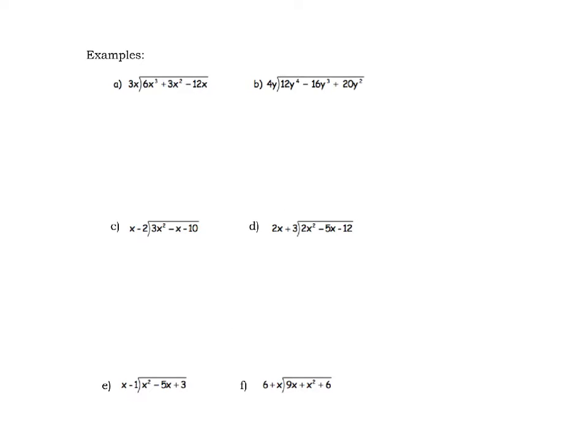All right, so let's look at our first example. We have 3x being divided into 6x cubed plus 3x squared minus 12x. So first you want to make sure that you have all of your degrees that we need. So I got 3, 2, 1, so good to go there.